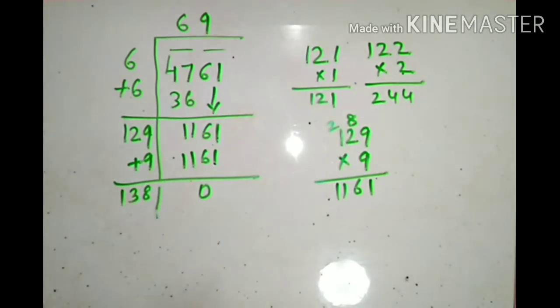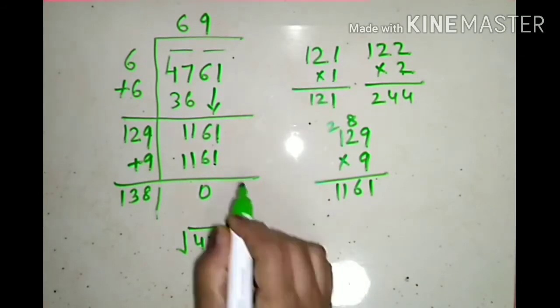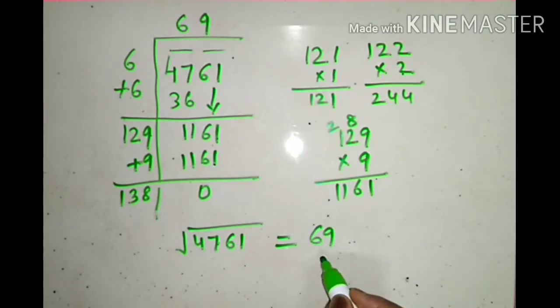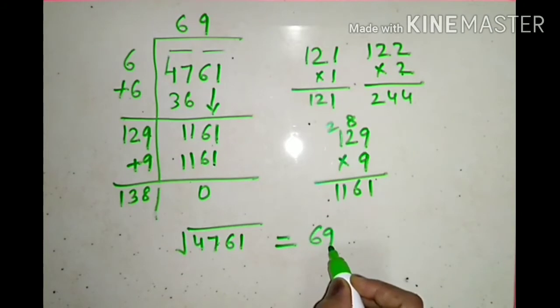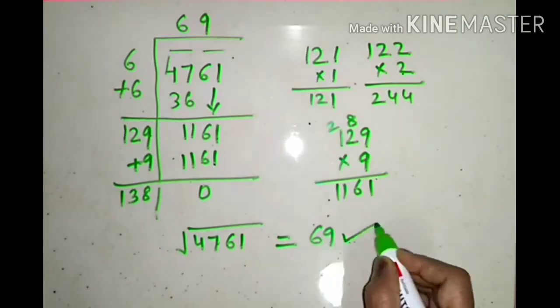138. We have square root of this number. Root of 4761 is 69. Now we can check also whether this answer is correct. If we multiply this number, which is 69, by 2, we should get this number. 69 into 2 is 138. So this is correct.